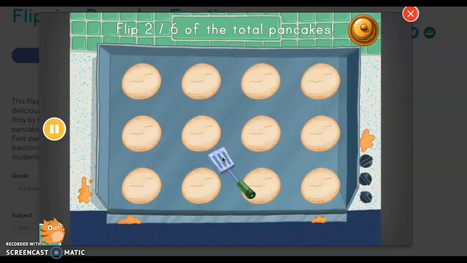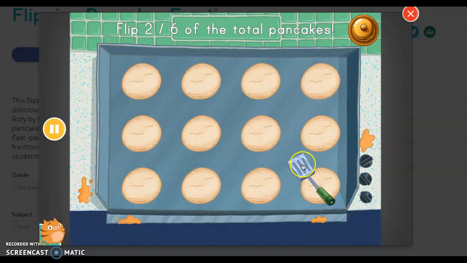For this one, it's asking us, I love that your mouse moves the spatula, flip 2/6 of the total pancakes. Yes, 2/6. But we have 1, 2, 3, 4, 5, 6, 7, 8, 9, 10, 11, 12. So think about that mental math. Got it? How many pancakes are we going to flip?